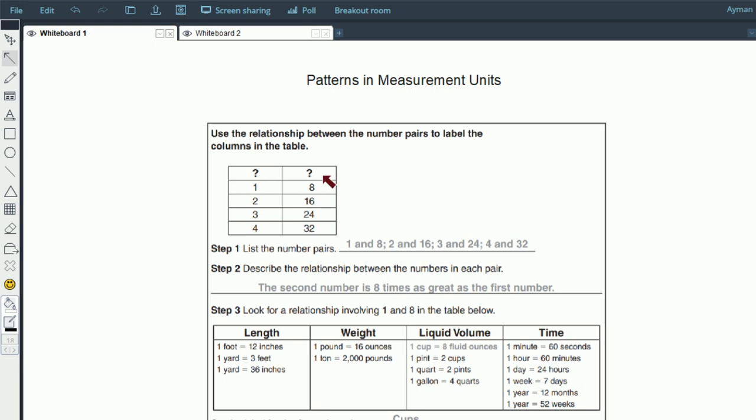Okay, is it clear? Now we are talking about the relation between cups, because we have 1 cup equals 8 fluid ounces. Then 2 cups will be 16 fluid ounces. Then 3 cups, 3 times 8, will be 24 fluid ounces. And 4 cups will be 32 fluid ounces. Okay.